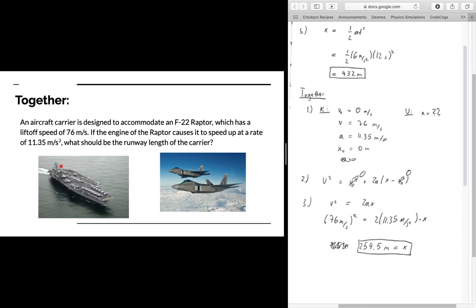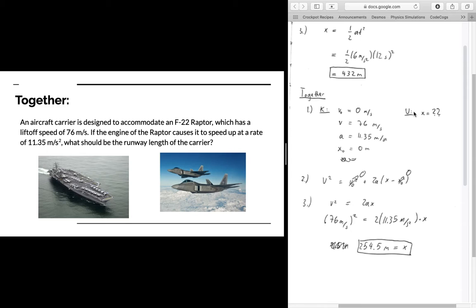And then lastly, we're looking for how long the runway should be, aka how much distance it is going to take for our F-22 Raptor to reach 76 meters per second, reach liftoff. So we're looking for x, our final position. So now we look at our variables here. We have v naught, v, a, x naught, and x, okay?